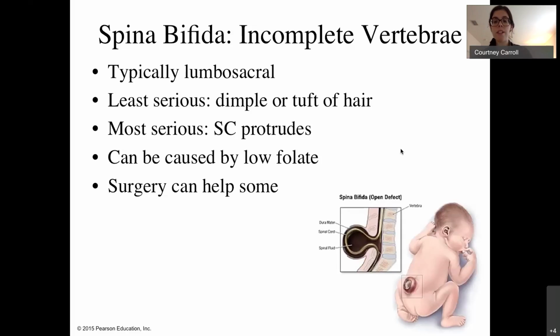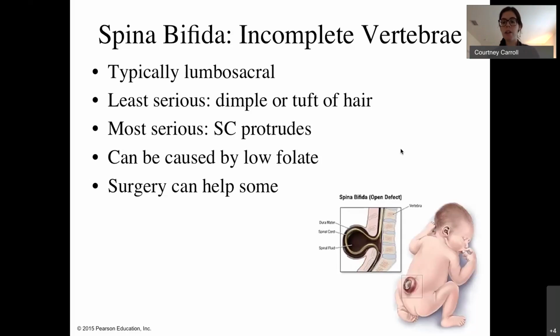That's an open defect spina bifida. And this obviously is dangerous. We talked all about the ways we need to protect our spinal cord. And so if the spinal cord is protruding out from the body, that is not protected. And so that child will have to undergo surgery to help repair and place the spinal cord back into the vertebral column. And this is caused by low folate.